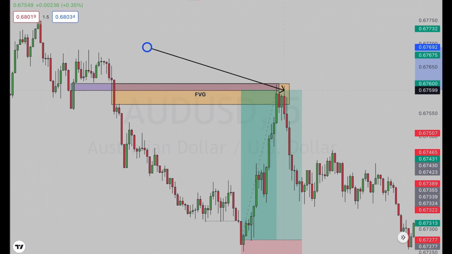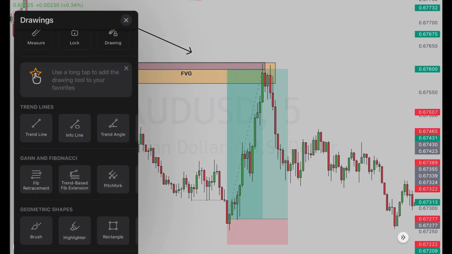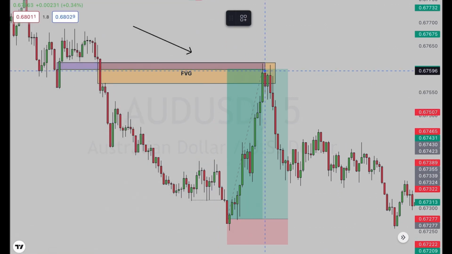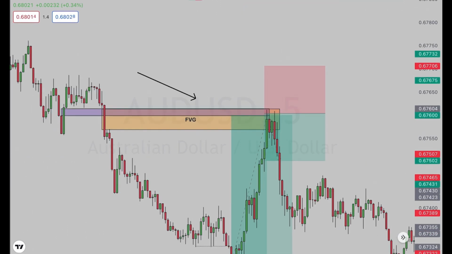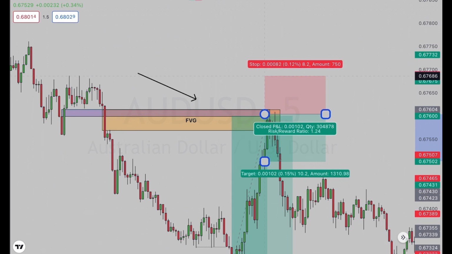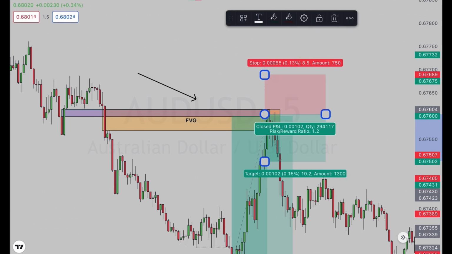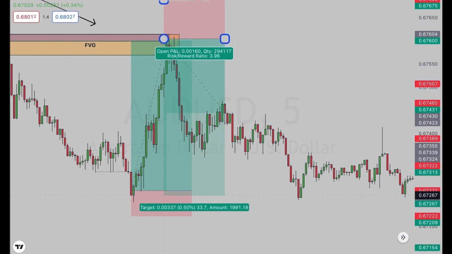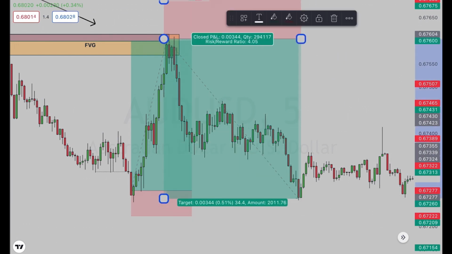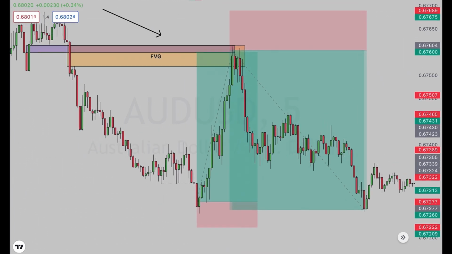Okay, so we have a fair value gap and we have a more powerful fair value gap inside the fair value gap, which is our target. So here we got the other kind of trade that I told you guys just the other minute. Stop loss above the last high, take profit at the last low. There you go, boom. A 4-to-1 risk to reward ratio trade. There you go, boom. Two trades.